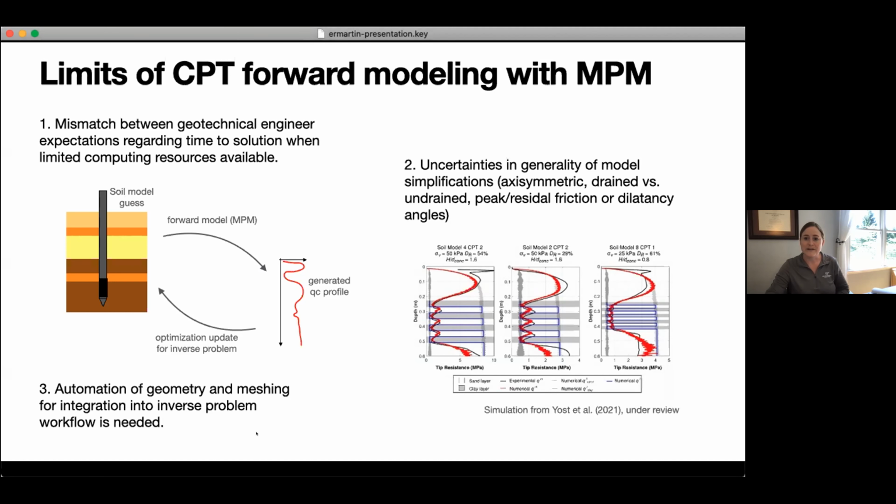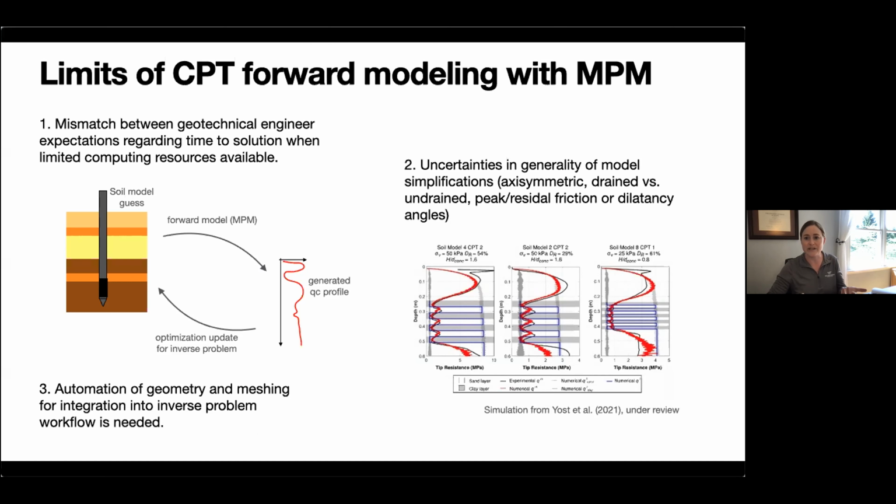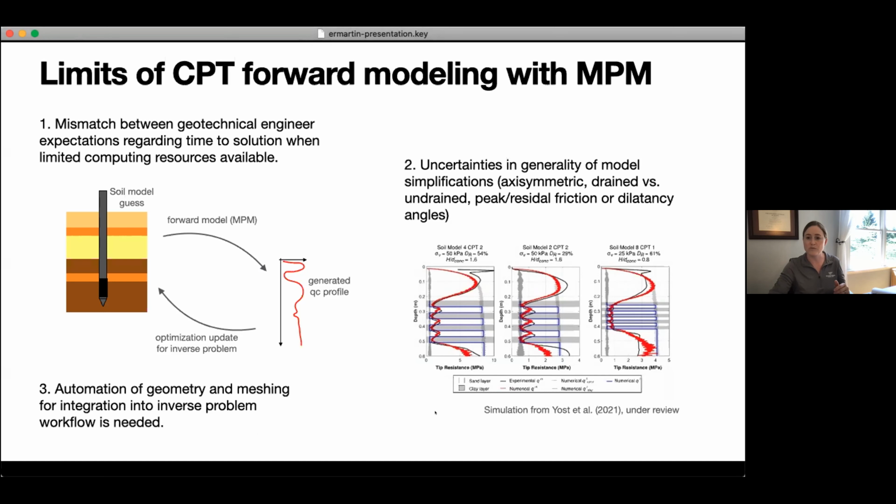There's also an issue that our open source software for doing this kind of simulation doesn't have an automated geometry and meshing integrated into it. That makes our updates to what our soil profiles are really hard to do as part of an inverse problems workflow. I think that this is a problem that can be tackled pretty easily through some software engineering in the future.